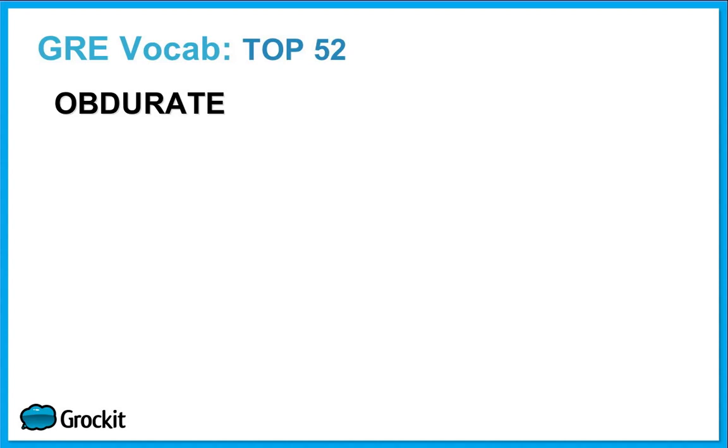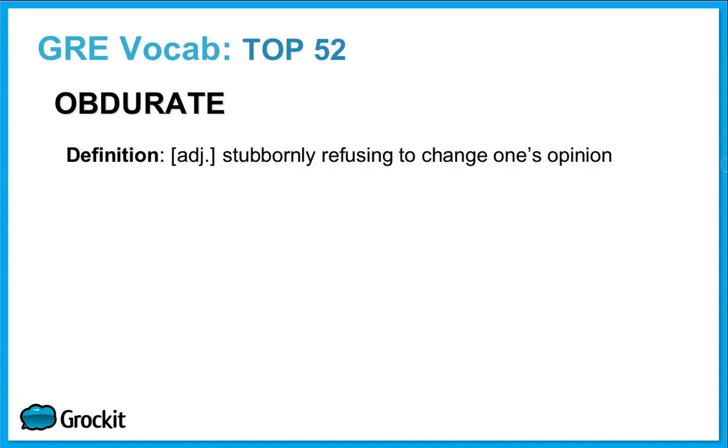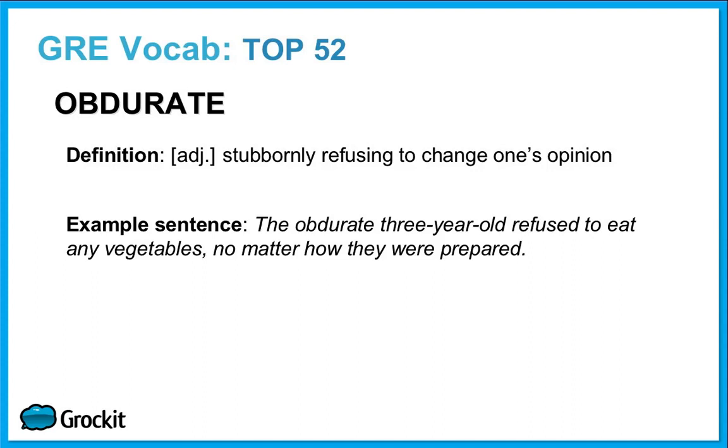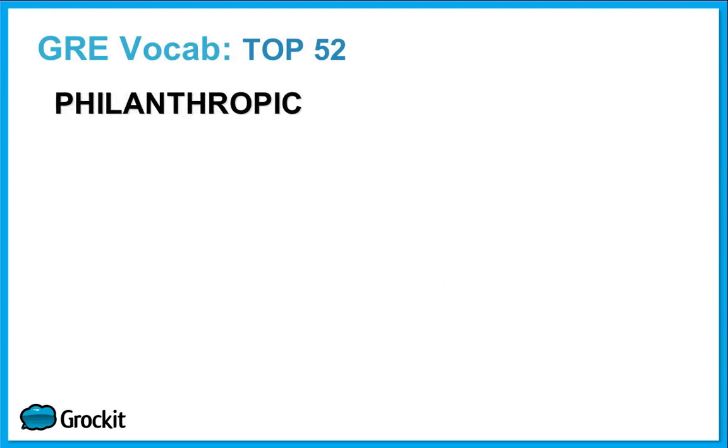Obdurate's our next word. This is the 44th word. It's stubbornly refusing to change one's opinion. The obdurate 3-year-old, no surprise, refused to eat any vegetables no matter how they were prepared. Obstinate, intransigent, and inflexible are all synonyms.